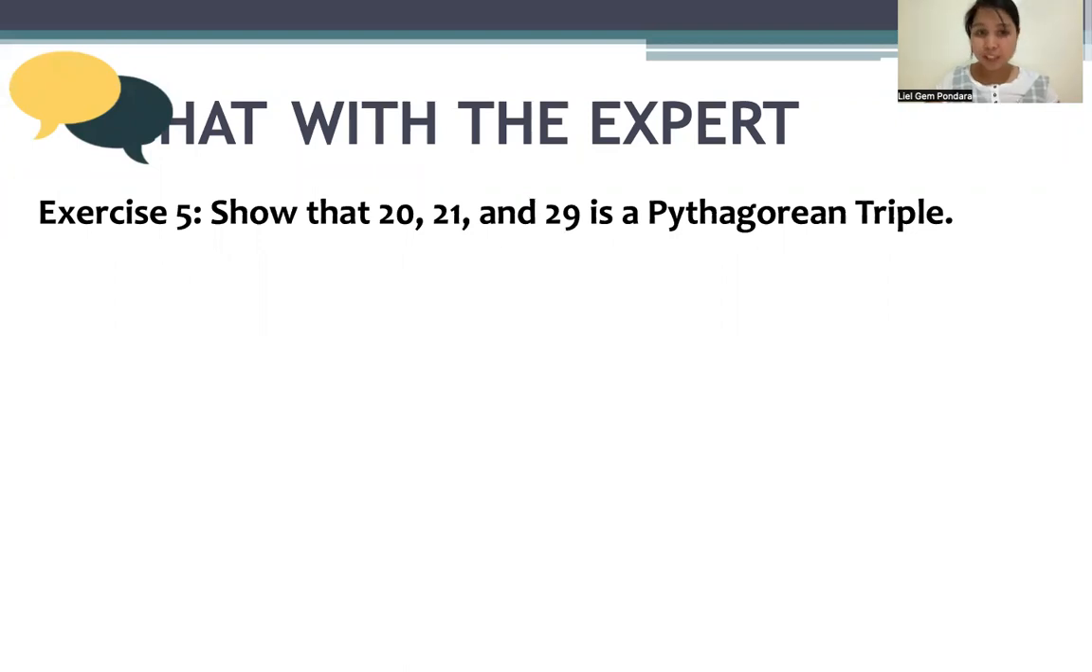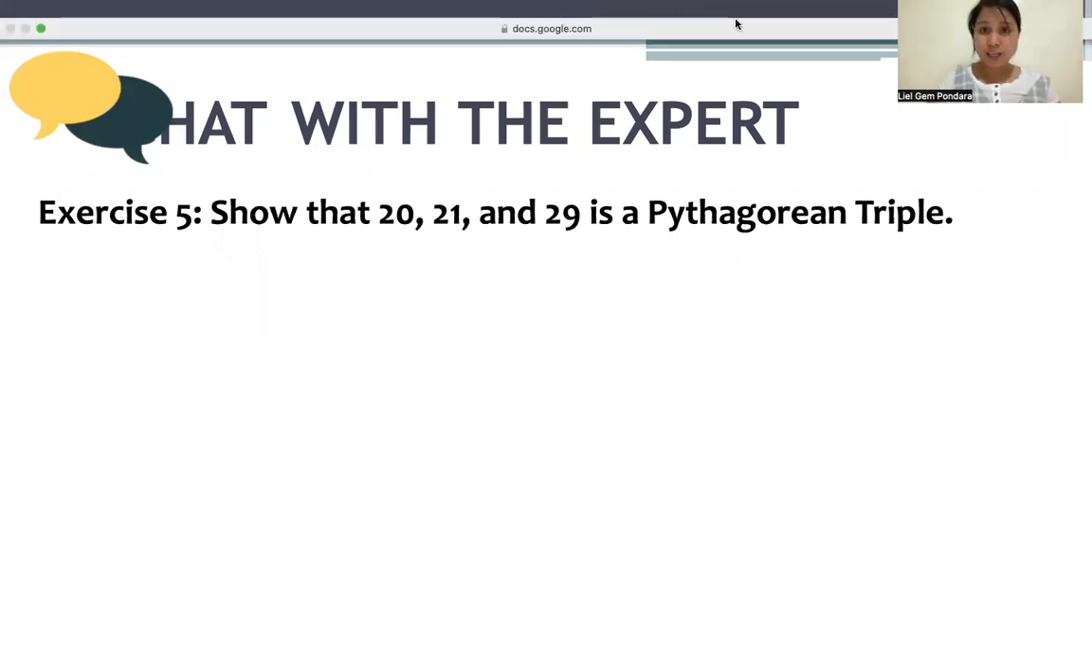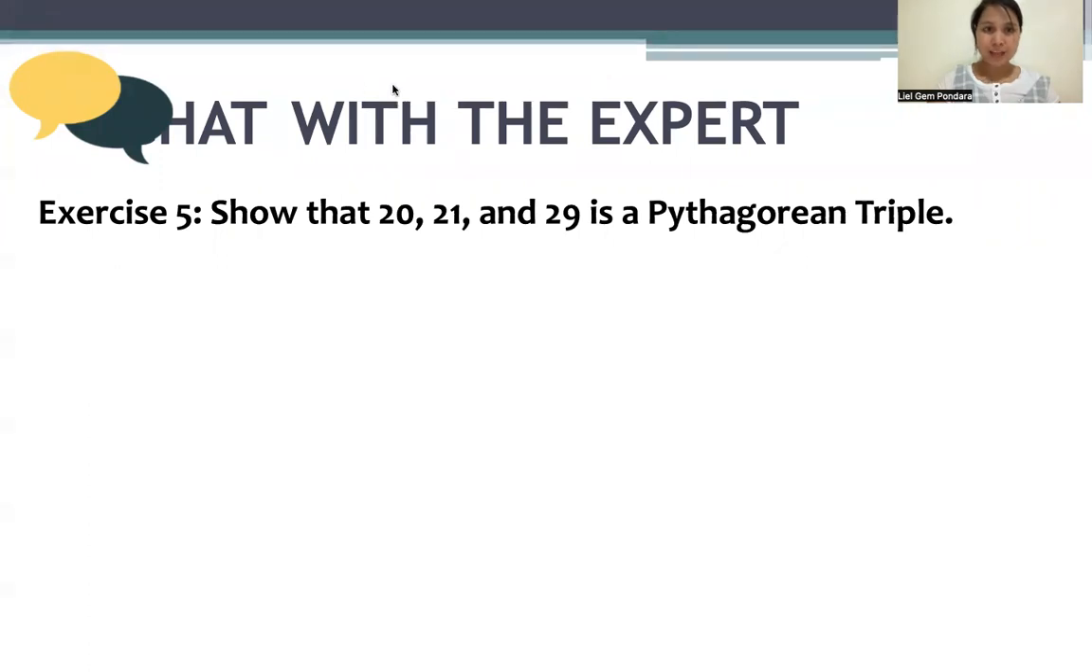Show that 20, 21, and 29 is a Pythagorean triple. Again, it's based on the Pythagorean theorem: c squared equals a squared plus b squared. So we have 29 squared equals 20 squared plus 21 squared.